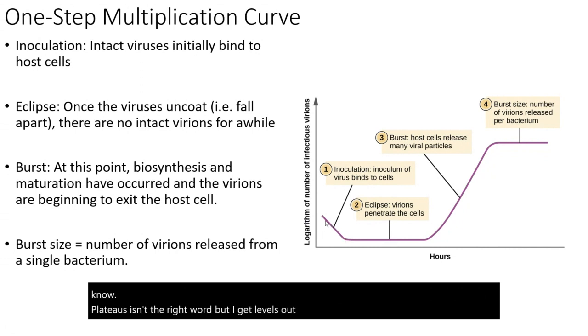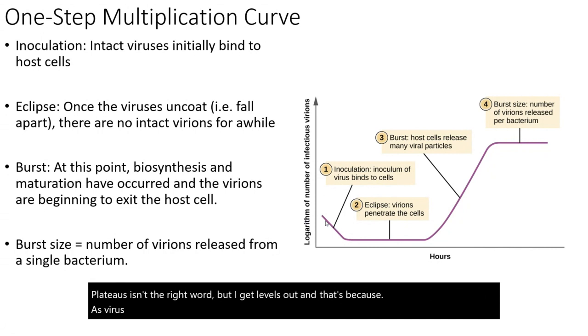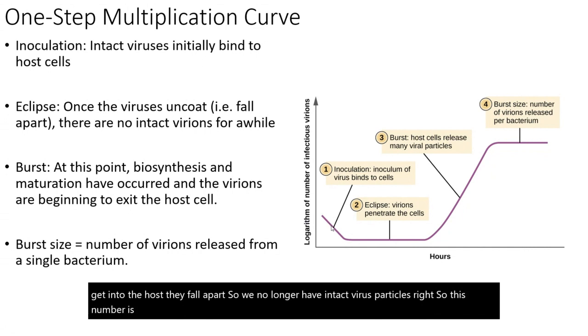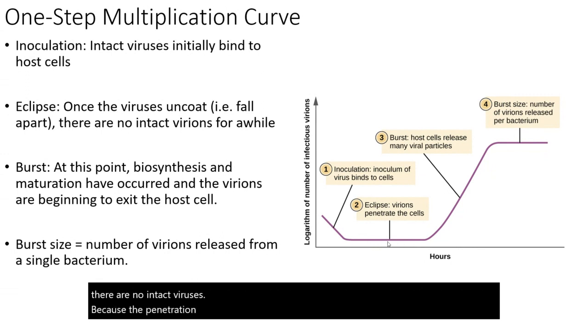That's because as virus particles start infecting or attaching to a host, they uncoat. Once they get into the host, they fall apart. So we no longer have intact virus particles. This number is decreasing as the viruses are entering the host. And then the eclipse is where there are no intact viruses because the penetration stage has happened.